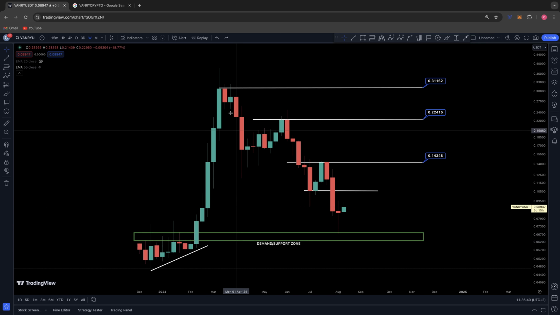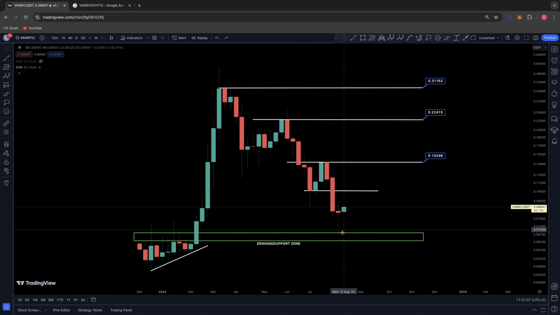So right now, the fact that we have had this really impulsive move in the past and now we've come back for this correction, I think this demand / support zone is a key area, where we've had this wick of last week on the 5th of August. We had a wick back down to 0.067, and I think if we ever see another retest of this demand zone in the future, it will offer optimal opportunity to get involved.